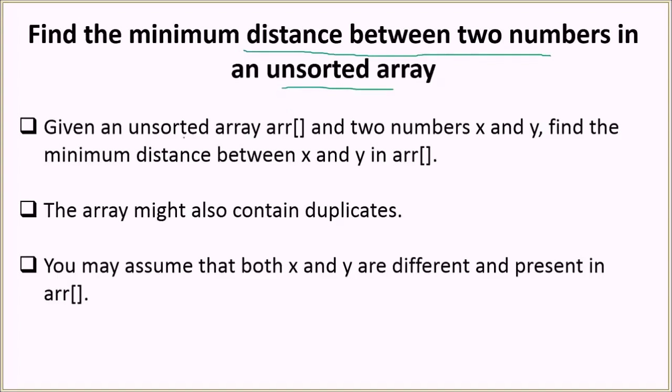So we will be given an unsorted array, and we will also be given two numbers x and y, and we have to find the minimum distance between these two numbers x and y in the array. The array might also contain duplicate elements. So we have to find the minimum distance between all the combinations of x and y. It also means that we can assume that x and y are different, they are not the same, and also both x and y are present in the array.